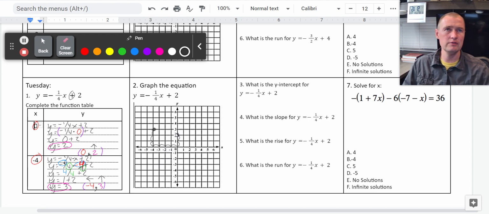And look for a pattern from the lower point. Looks like we go up 1 and to the left 4. So I can repeat that pattern going down 1 and right 4. And that gives me a really nice indication of where to graph my line. There we go.